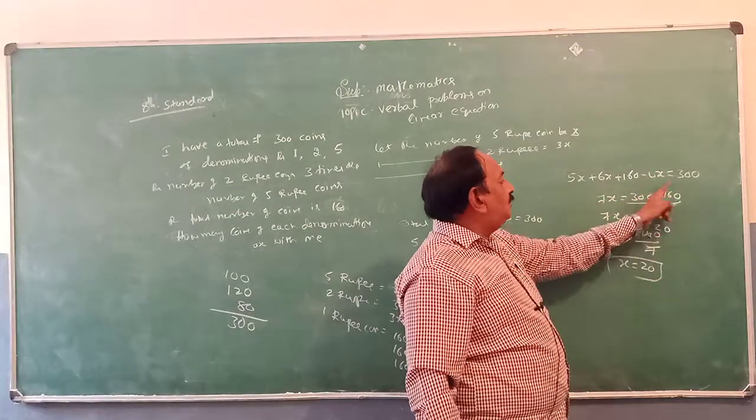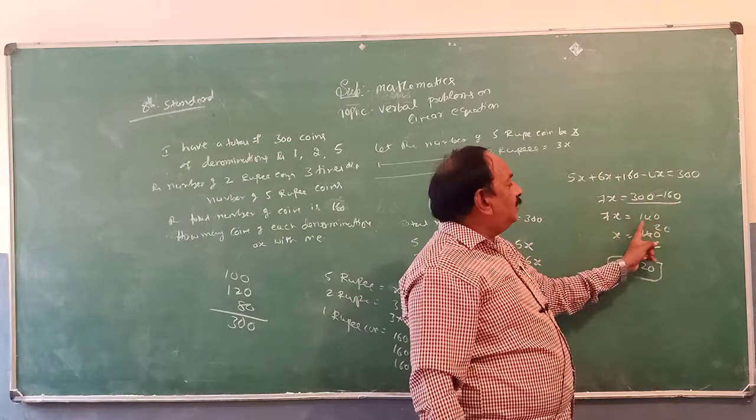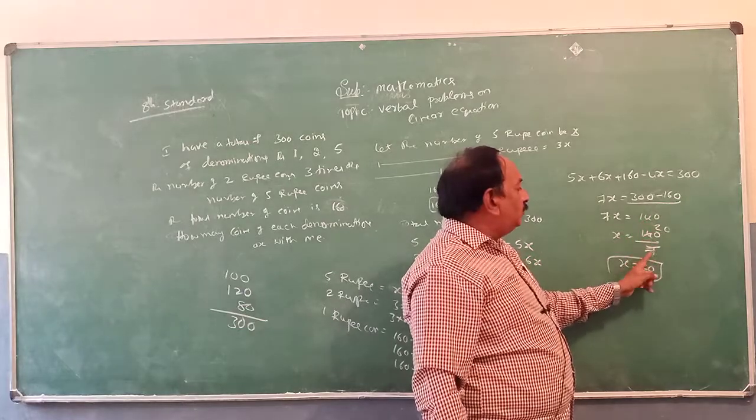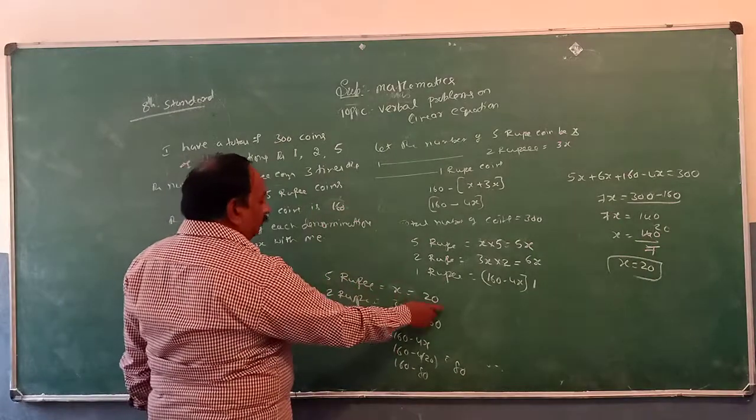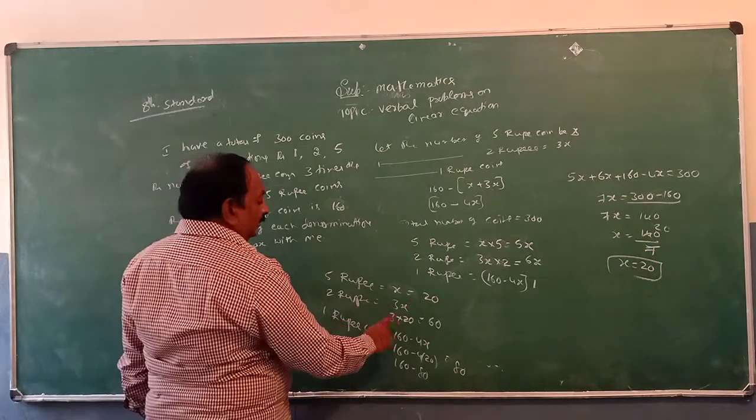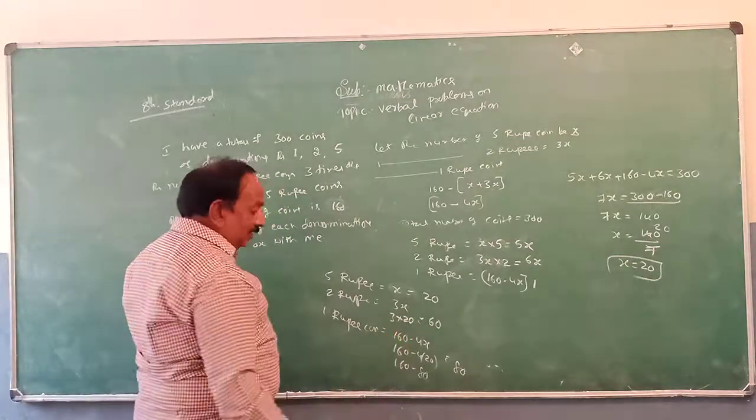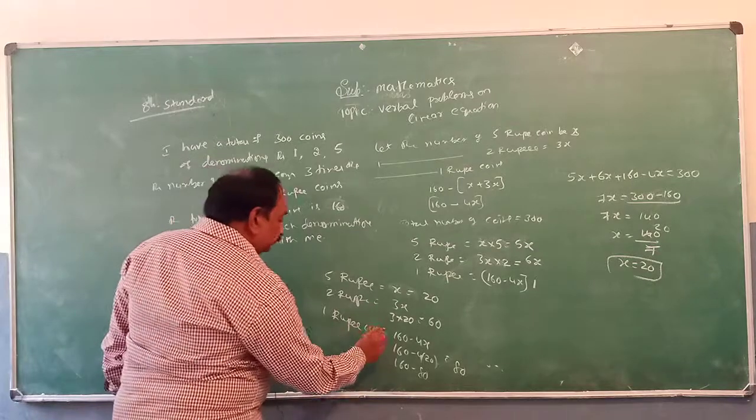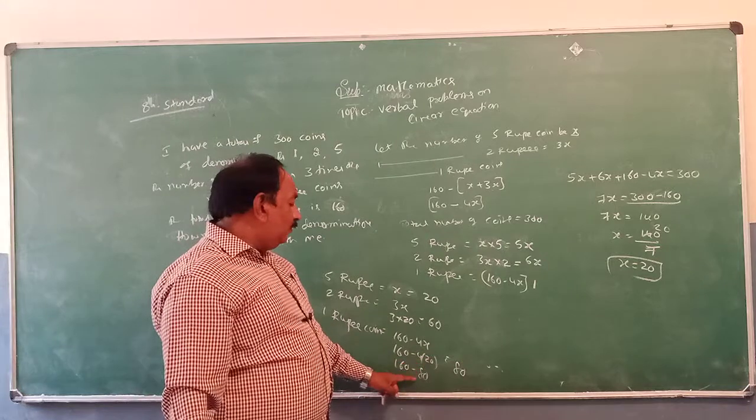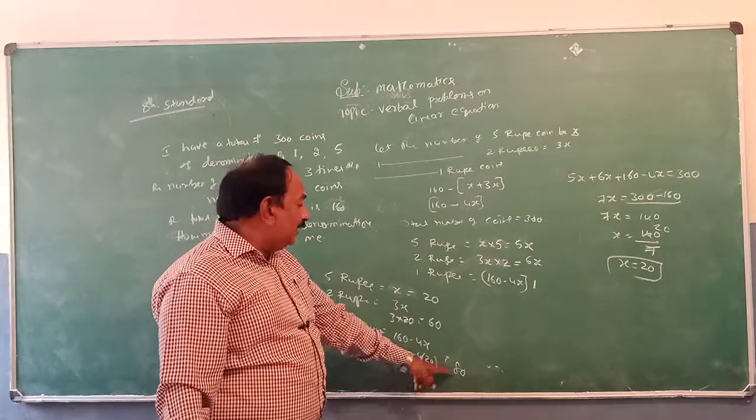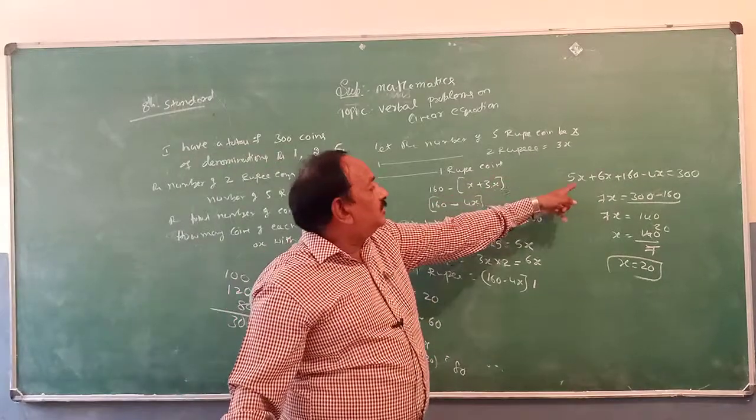7x is equal to 300 minus 160, 140. x is equal to 140 by 7, x is equal to 20. 5 rupee coins, x is 20. 2 rupee coins 3x, 3 into 20 is 60. 1 rupee coin 160 minus 4x, 160 minus 4 into 20, 160 minus 80, 80. This is 80 plus 20, 100, 100 plus 60, 160 coins.